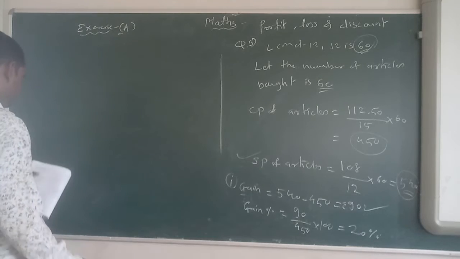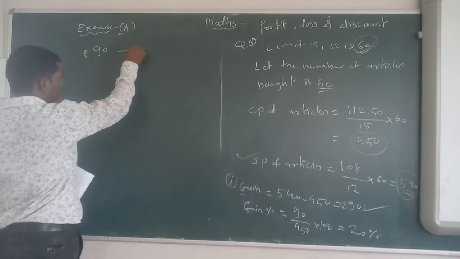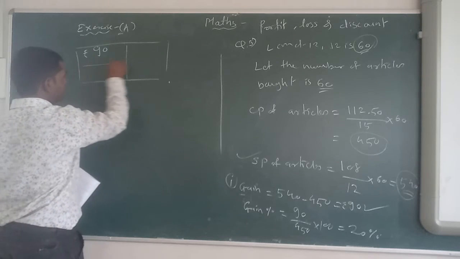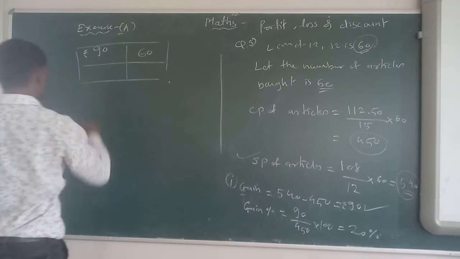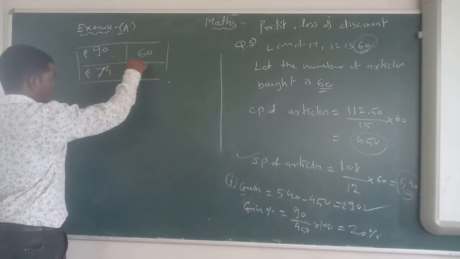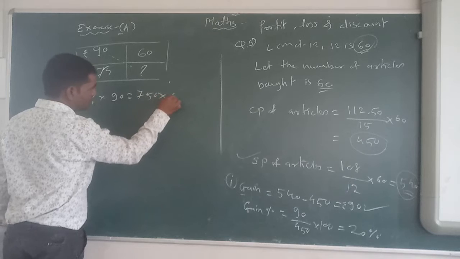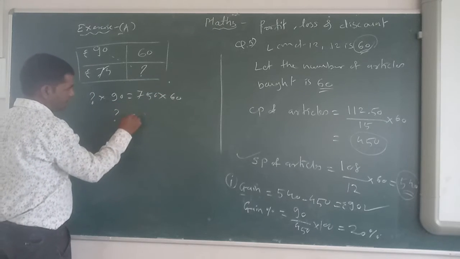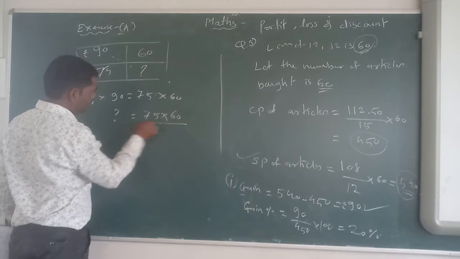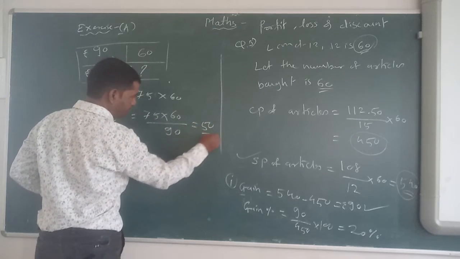वी विल फाइंड दिस बाय द यूनिटरी मेथड. 90 रुपीज जो है, ओके, 90 रुपीज कितने आर्टिकल में से प्रॉफिट हुआ? 60 आर्टिकल. तो 75 रुपीज प्रॉफिट के लिए कितने आर्टिकल सोल्ड करने पड़ेंगे? वी विल फाइंड. तो क्रॉस मल्टीप्लाई. Question mark into 90 equal to 75 into 60. Send this 90 that side. Question mark equal to 75 into 60 upon 90. Do this multiplication. So here we will get the answer 50.